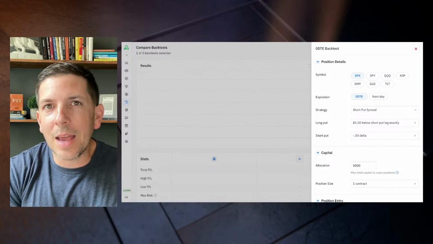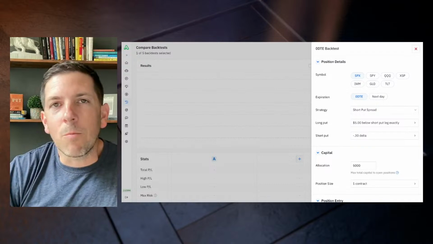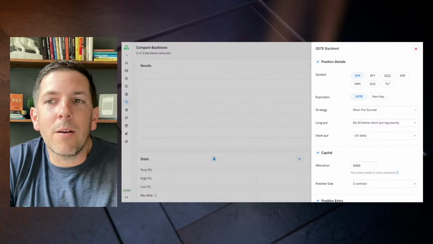Like, do I isolate time? Do I isolate profit targets or an indicator, right? So I want to test wildly different things. You can if you want to, but I don't prefer to do that.